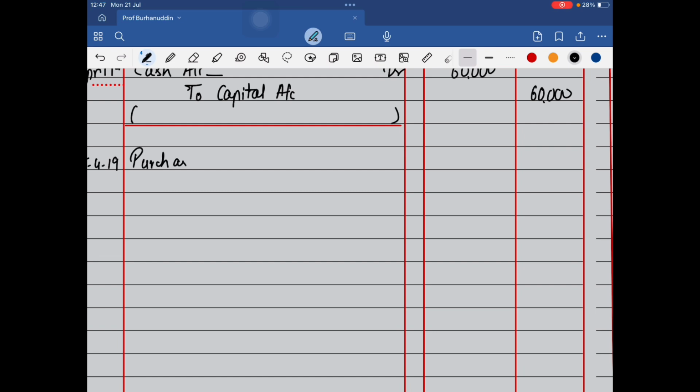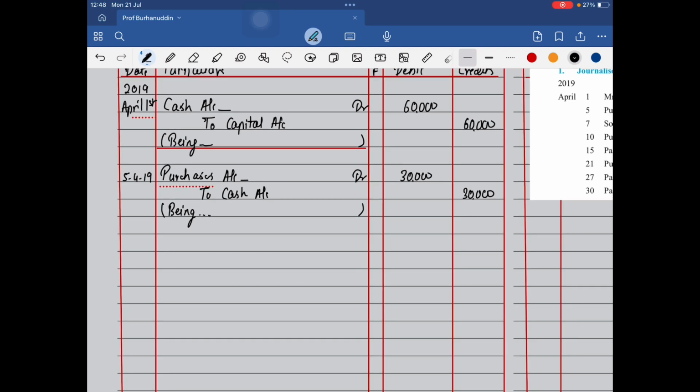So here it is purchases account debit to cash account, 30,000. Narration always starts with "Being". Correct now? Too good.